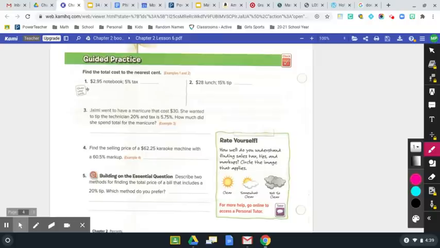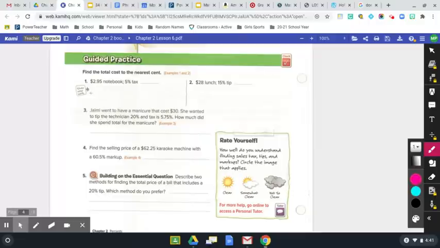We'll cover that in some of the examples. So we're going to start with number one. Number one says, right above the directions, find the total cost to the nearest cent. I'm going to hold off on total cost. I'm going to focus on making sure that you understand how to find the tax amount first and then the tip amount, and then we can talk about total cost after that. Okay, so the first example, number one, it's $2.95 for a notebook, and the state that we're buying it in has a 5% sales tax rate.